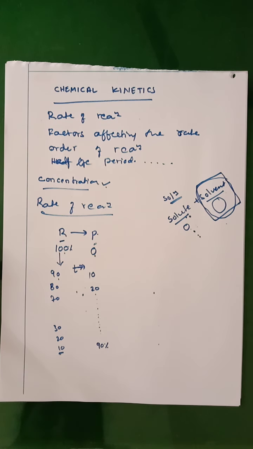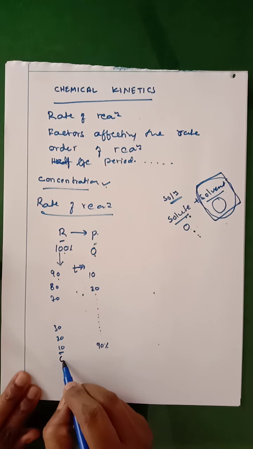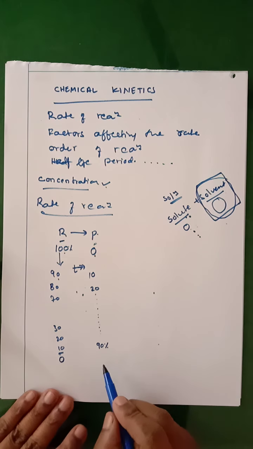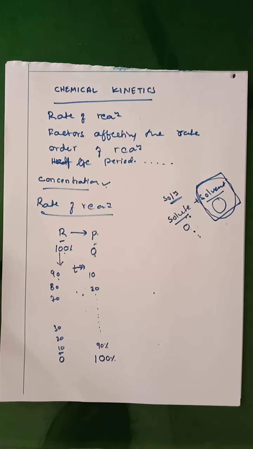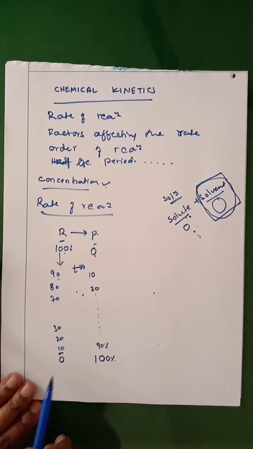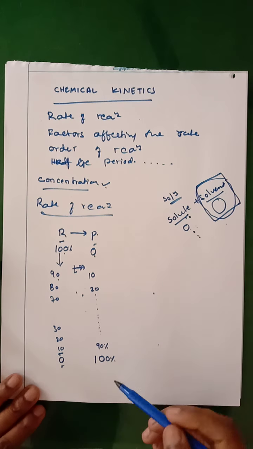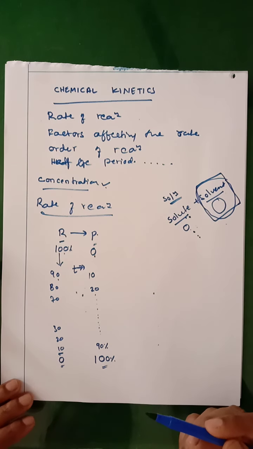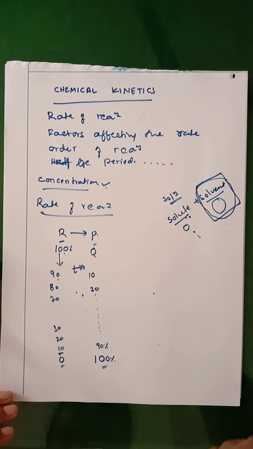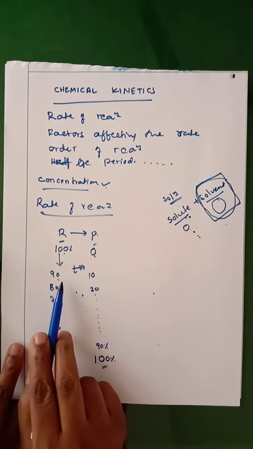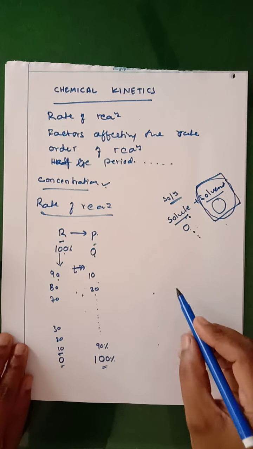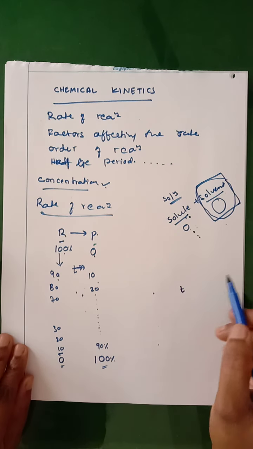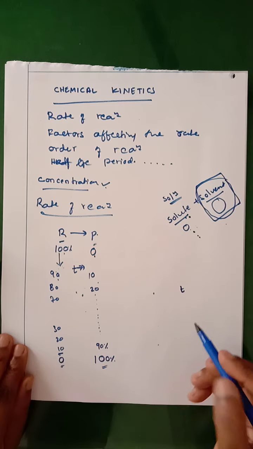So finally, at the end of the reaction, the amount of reactant becomes equal to 0 and the amount of product formed is found to be 100%. That means the concentration of reactant at the end of the reaction will be 0 and the concentration of product is found to be 100%. So during this chemical reaction, the concentration of reactant and also product gets changed in a given interval of time. So in a given interval of time t, what is the change in the concentration of reactant?